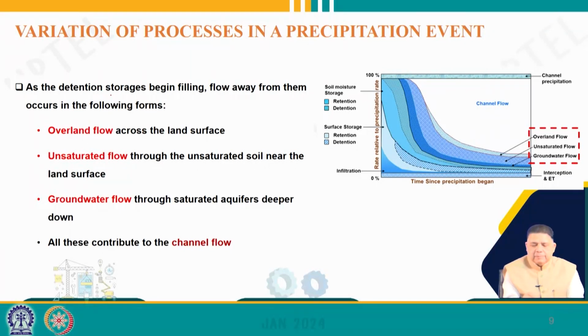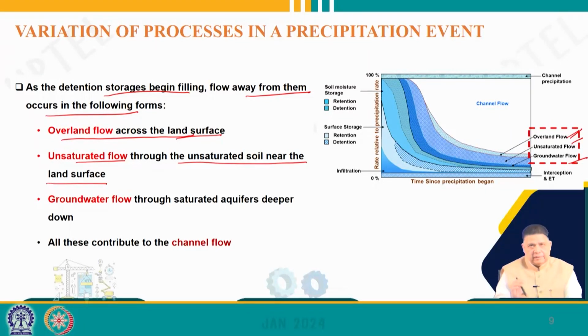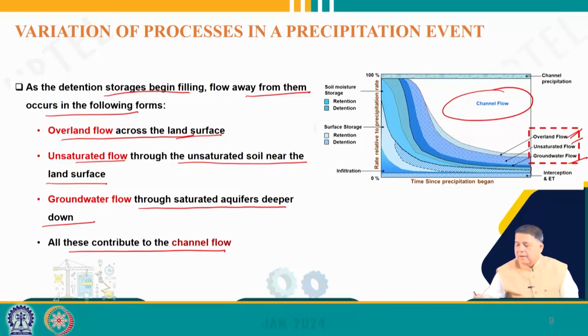As retention storages begin filling, flow away from them occurs in the following form. When the detention has generated sufficient head, then obviously there will be overland flow across the land surface. As you can see here, there are three different flow processes: overland flow, unsaturated flow and groundwater flow. Overland flow across the land surface, unsaturated flow through the unsaturated soil very close to the ground surface, and groundwater flow through saturated aquifers deeper down. All these three contribute to channel flow. So, ultimately all the flow processes contribute to channel flow.